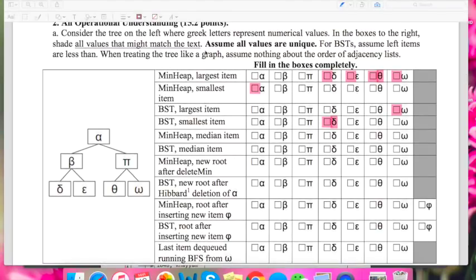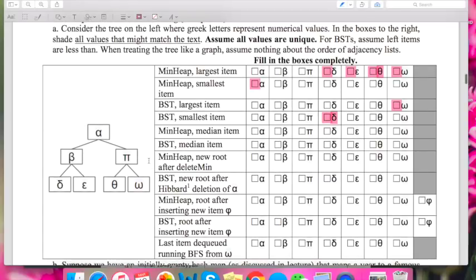All right, so now let's do the median item of a min heap. All we really know about a min heap is that the root is the smallest item. So in this heap, we know that alpha cannot be the median because it has to be the smallest item. We also know that all the values are unique, so this will definitely be the smallest, and it can't be the median because it's the only one that has that value.